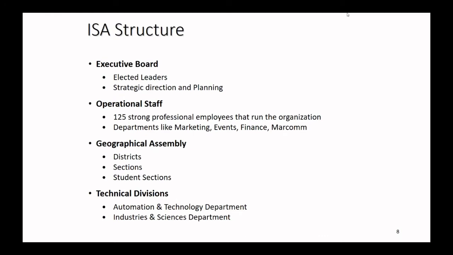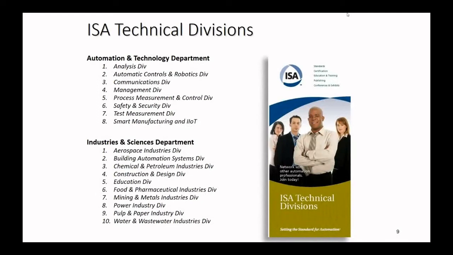District presidents, section presidents and student presidents elect the leaders for the executive board, as well as the geographical assembly. The technical divisions have been defined as two: the automation technology department and the industries and science department. You will see this in the next slide. Next, please. The automation and technology department has analysis, automatic controls and robotic communication, management, process measurement and control, safety and security division, test and measurements, smart manufacturing, and IoT. All these latest topics come inside automation. Industries and science department gives a lot of impetus to aerospace, building automation, and fundamental areas like mining, especially the construction design division. Basically, all EPC companies can be in the construction and design division.